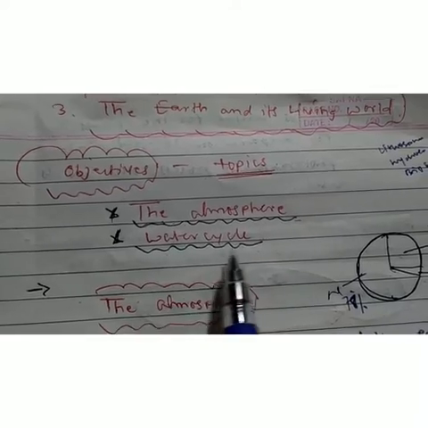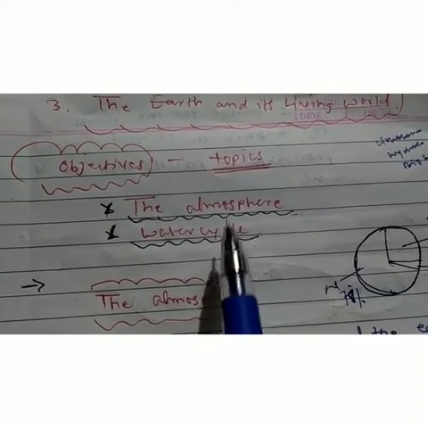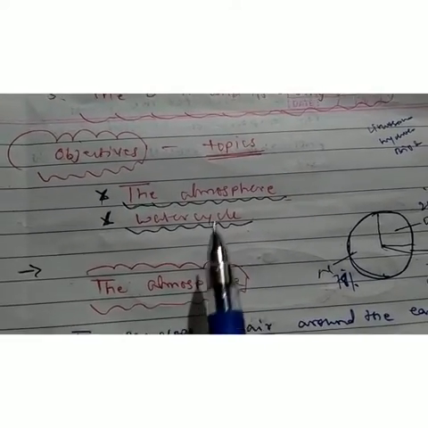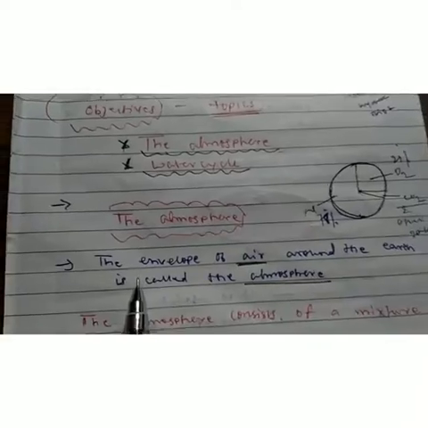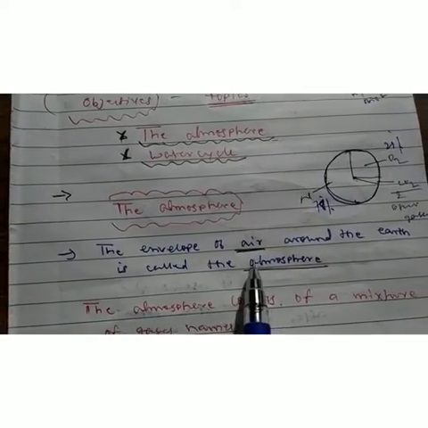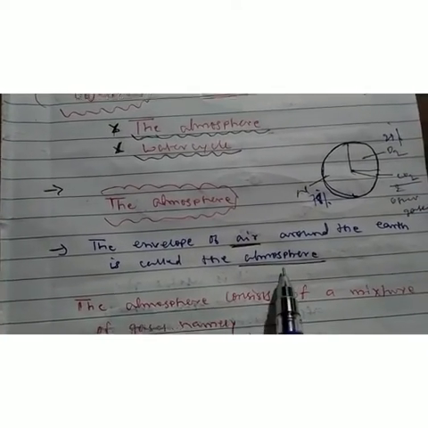What is the atmosphere and what is the water cycle? Both these topics are related to each other. I will discuss one by one. Now first we will see the atmosphere. What is meant by atmosphere? Atmosphere means air. Air means what? The envelope of air around the earth is called the atmosphere.